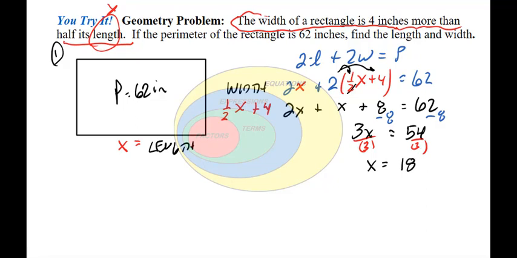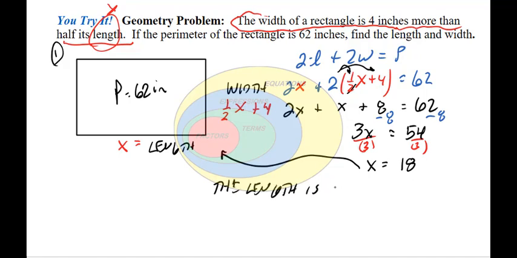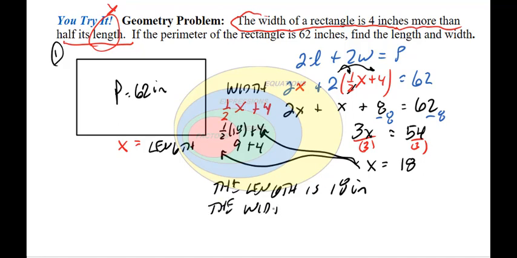Now going back and plugging those numbers back in, 18 represents the length, so the length is 18 inches. If I plug it in up here, the width is 1/2 of 18 plus 4. Half of 18 is 9, plus 4 is 13. The width of the rectangle then is 13 inches.